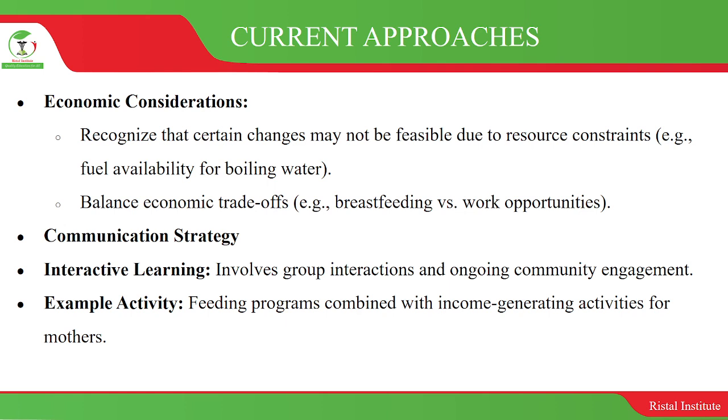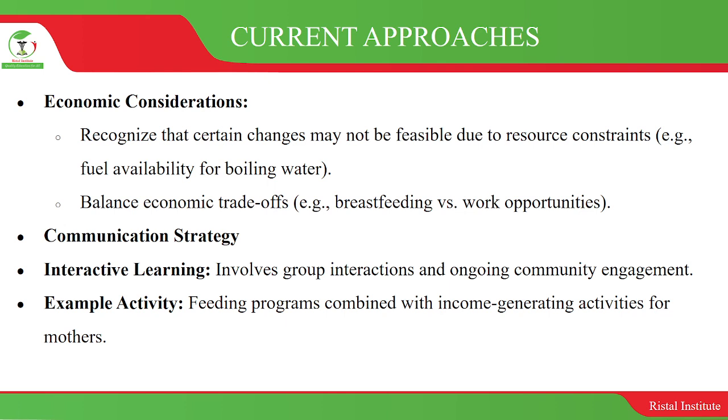So what are some of the communication strategies that you can use in order to achieve a better outcome? Interactive learning. Involve group interactions and ongoing community engagement. For example, feeding programs combined with income-generating activities for mothers. You're encouraging a mother to breastfeed their infant exclusively for 6 months. But this is the same mother that can hardly afford food every day. So in that case, it's going to be very hard to implement that because the breast milk supply is not going to be enough if the mother does not feed well.